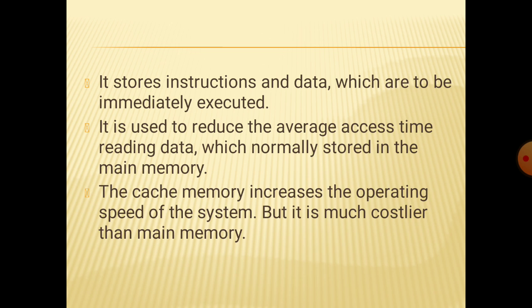The cache memory increases the operating speed of the system, but it is much costlier than your main memory. So if you want to increase the speed, the devices will be costlier. We know that the secondary storage price is very less than your main memory, because the speed of secondary memory is very less compared with the speed of the primary memory, that is main memory. Now we say that the speed of the cache memory is more than your main memory, but cache memory is costlier. So as the memory speed increases, you have to pay a lot for that.